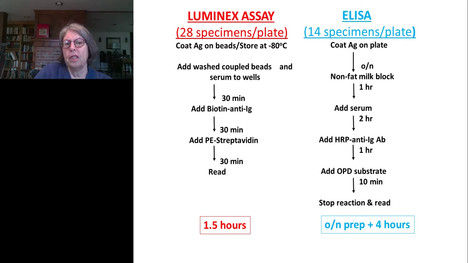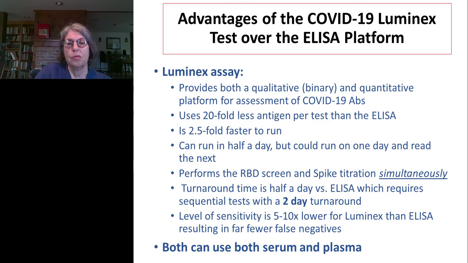And so that means that the turnaround time is 2 days for the ELISA test, whereas the turnaround time for the Luminex is just over 2 hours. So 2 hours versus 2 days. I can summarize the advantages of the Luminex over the ELISA as is shown here, which I've already mentioned. It provides both a qualitative or binary assessment and a quantitative platform for the assessment of COVID-19 antibodies. It uses 20-fold less antigen per test than the ELISA. It is at least 2.5-fold faster to run, actually even faster than that.